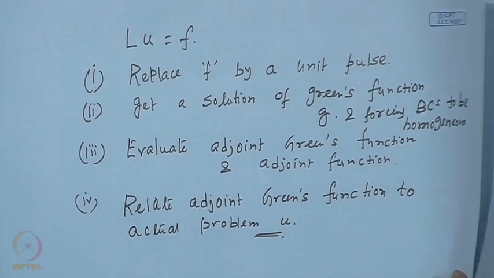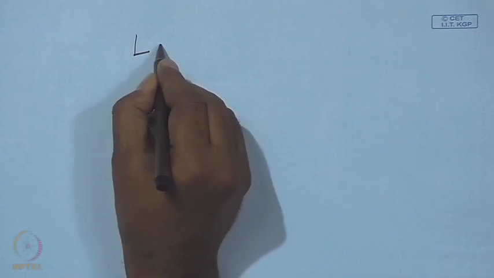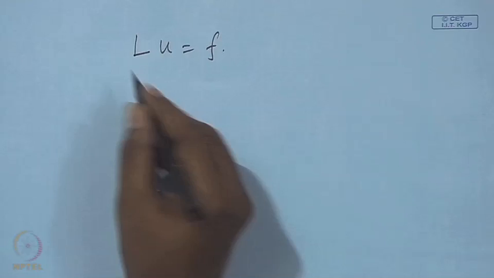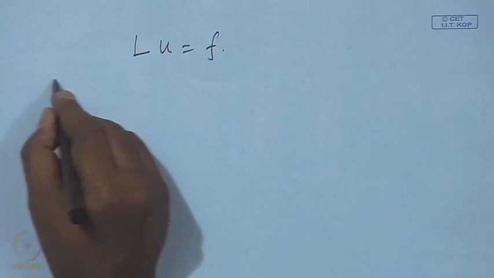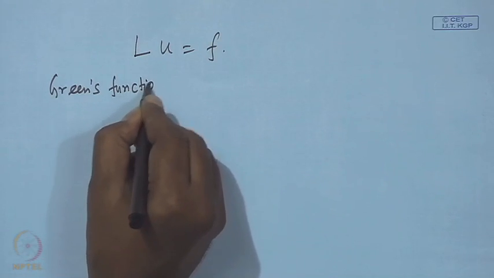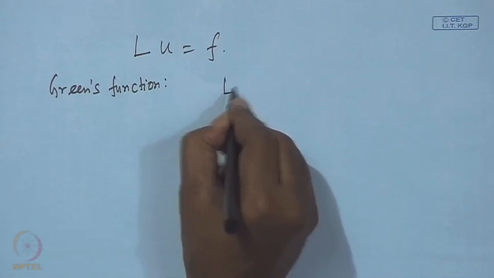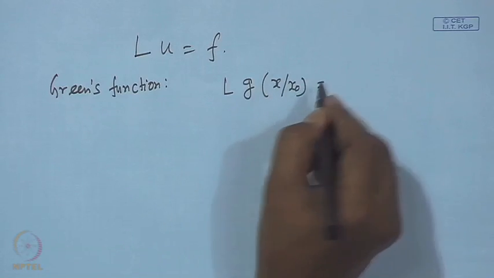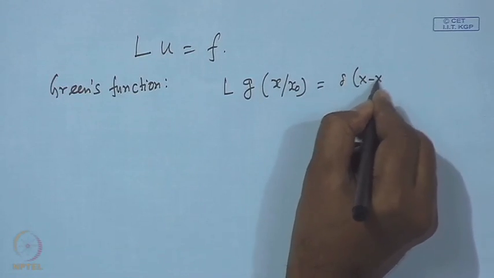So, these are the steps we are going to follow in order to solve the non-homogeneous partial differential equation. Let us look into the problem and see the solution, the formulation of Green's function and adjoint Green's function. If LU is equal to f is the problem we are looking for the solution, then the Green's function formulation will be L of g(x/x0) is equal to delta(x minus x0).